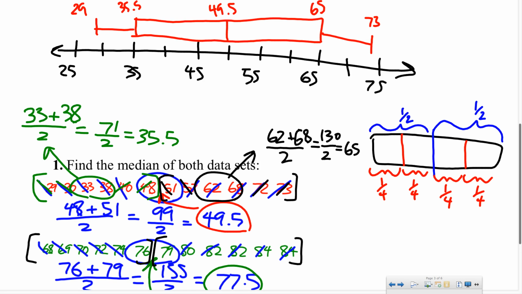So just try. This is the try. This is not the no. Have you tried this yet? I need you to try. Take a guess. We're going to go over the answers in a little bit.